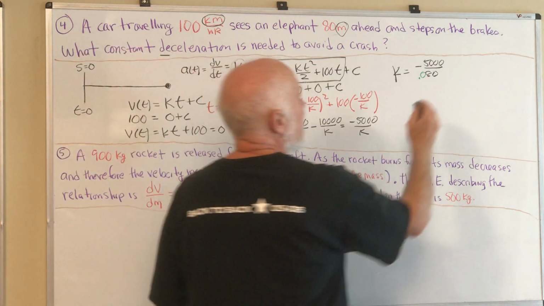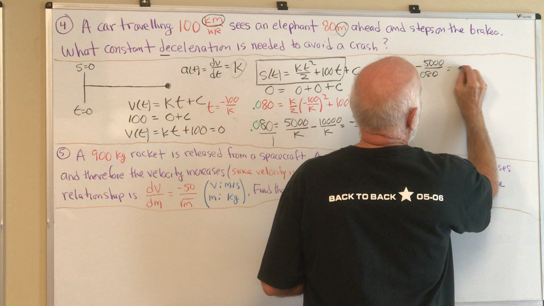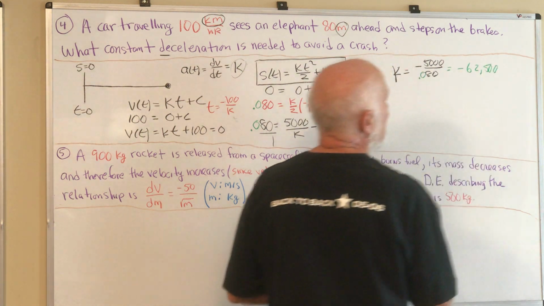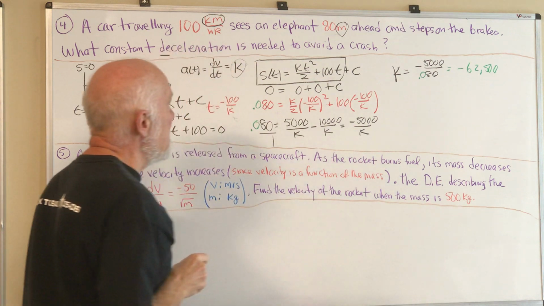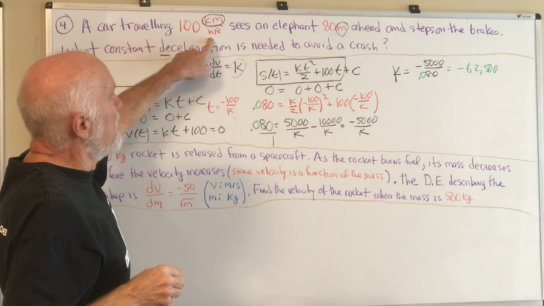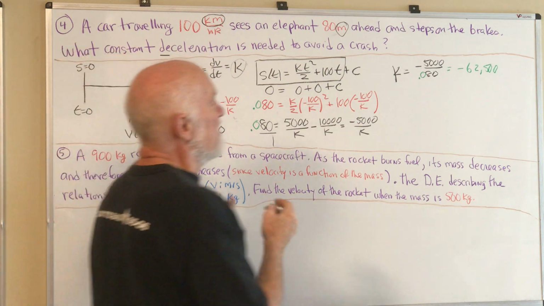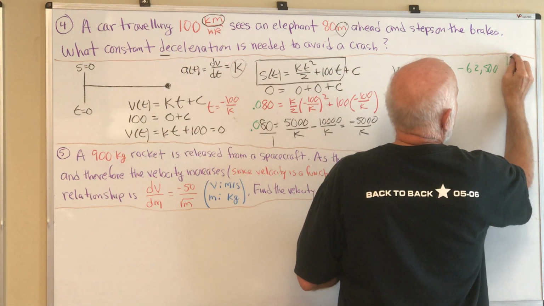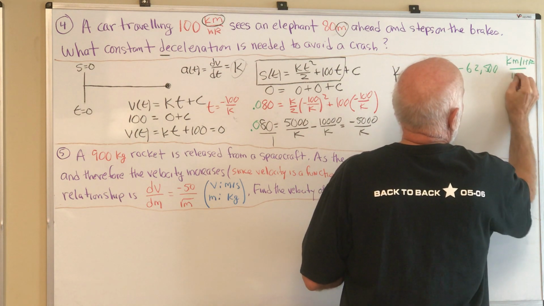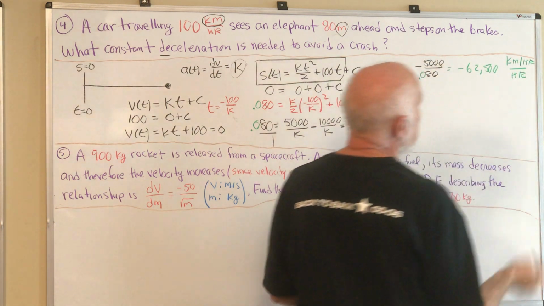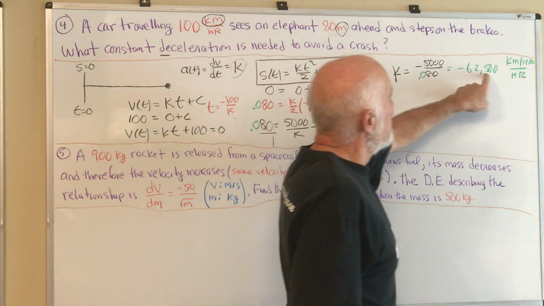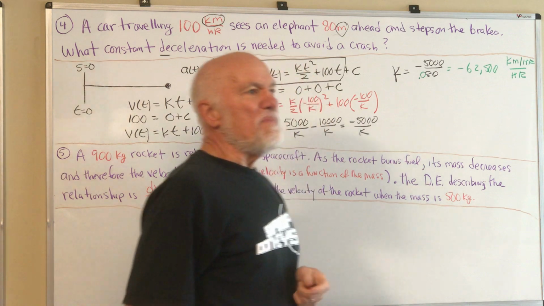And if you divide that, it comes out to be minus 62,500. And what would the units be? It would be kilometers per hour per hour. It's an acceleration. And we will have solved our problem. Except that is hard to interpret what that really means.